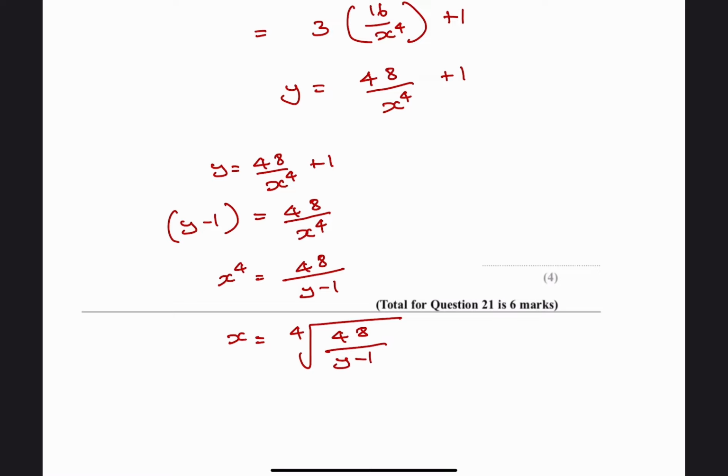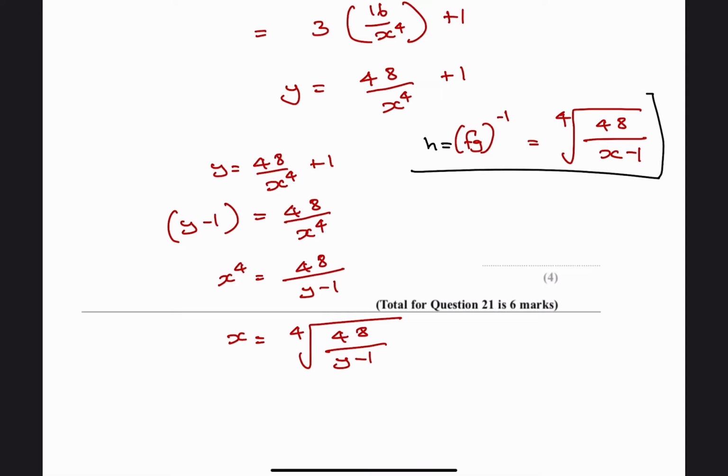But I can't write this as the inverse, so fg, the whole thing inverse, is actually the fourth root of 48 over, not y minus 1, it's actually x minus 1, is what you got written. And that is the same thing as h. So that's your finalized answer. Okay, just that would do.